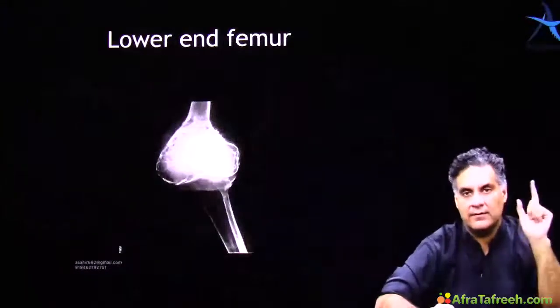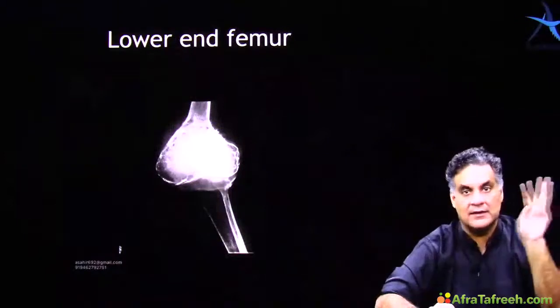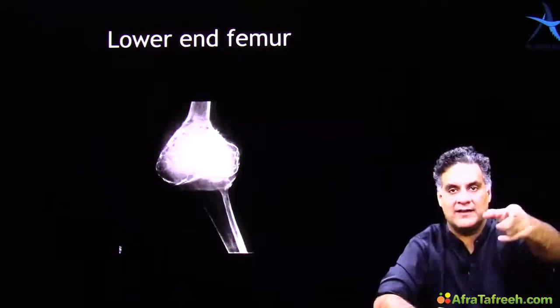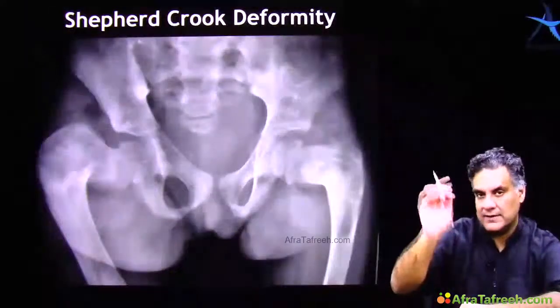And then remember, the most common area is lower end femur. The third love triangle: lower end radius loves GCT, but the GCT loves lower end femur, the commonest site for it. And coming to upper end femur.